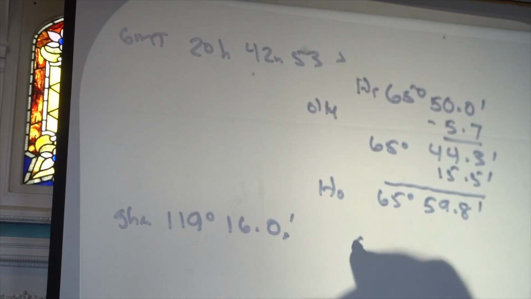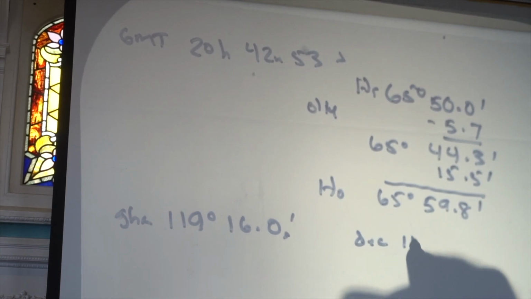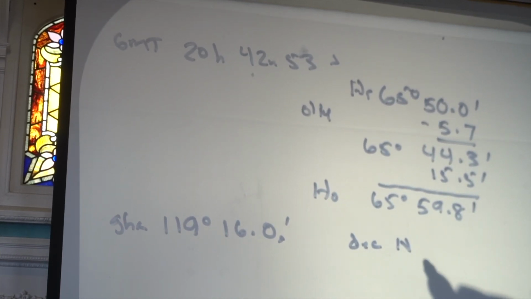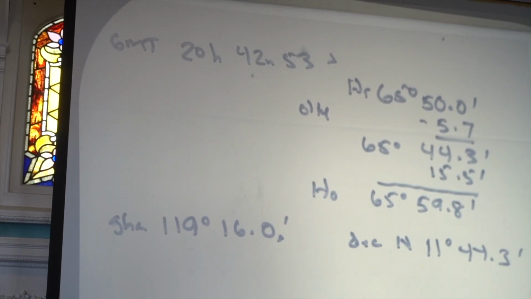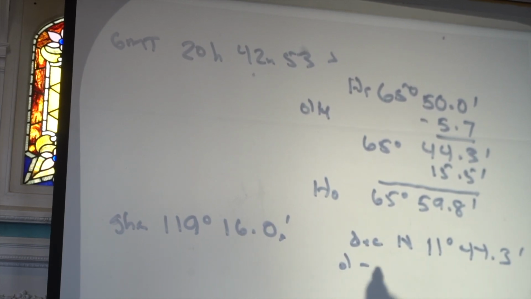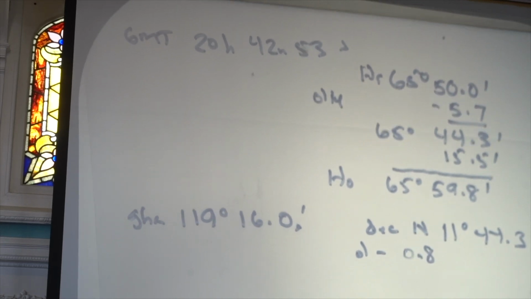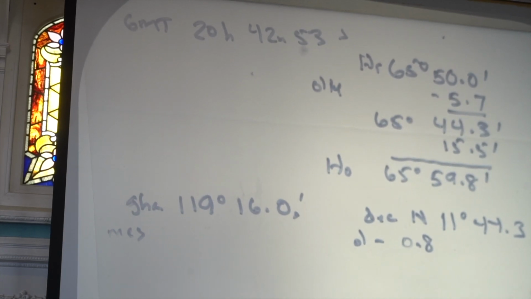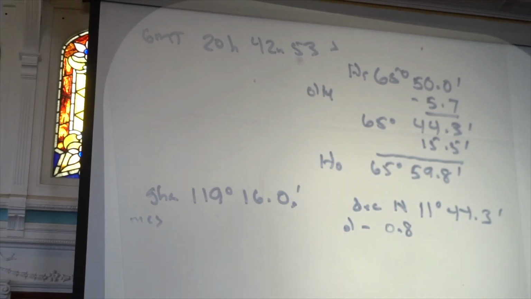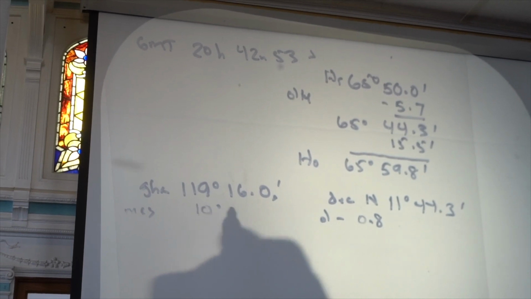And then our declination is what? 11 degrees, 44.3 minutes. Our little d number is negative because the sun's going down, and what is that? 0.8. Okay, so when we go now for the minutes and seconds to GHA, back in the gray pages, what do we get for that? 10 degrees, 43.3.